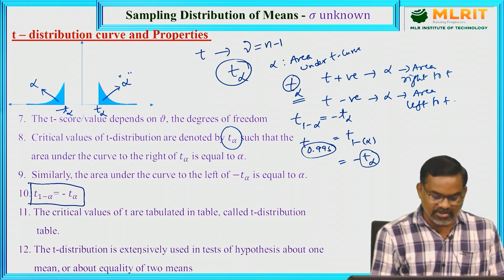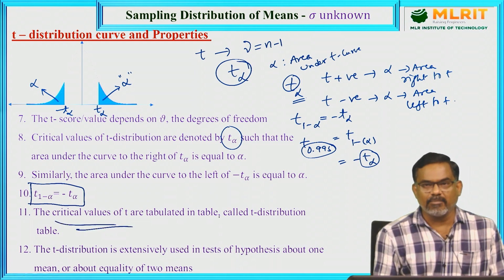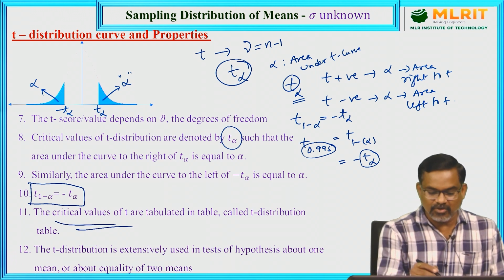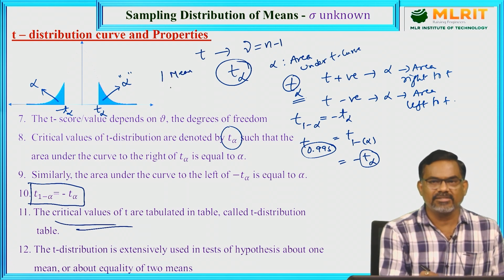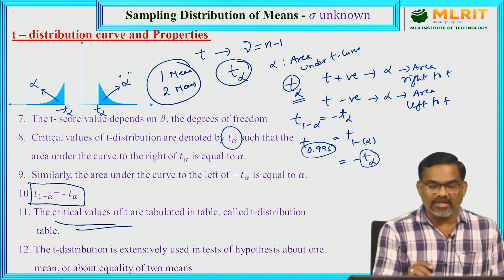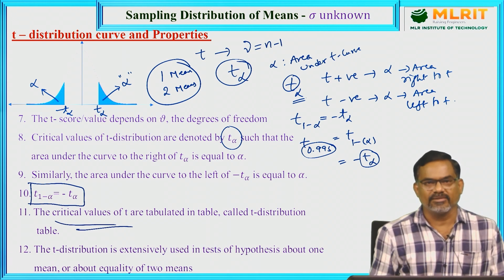The critical values of t are tabulated in a table which is called t distribution table, and the t distribution is extensively used in the testing of hypothesis about one mean or about equality of two means. So, to test the hypothesis about a single mean or the difference of two means, we use t distribution for small samples.